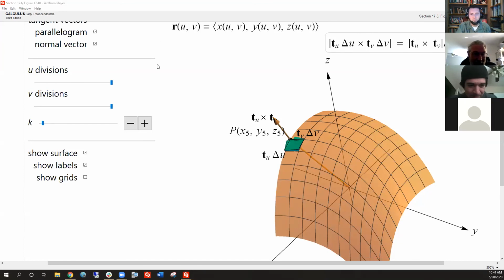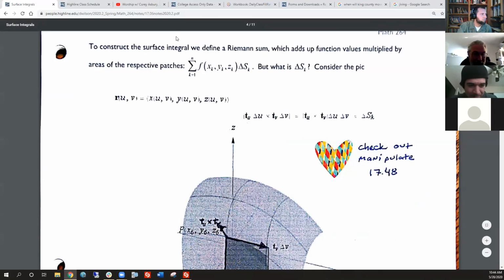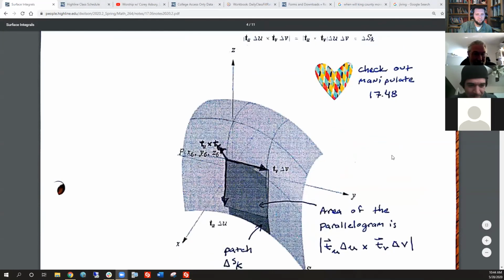Okay, so back to the derivation. Nice, Enrique. There you have your VW Beetle.